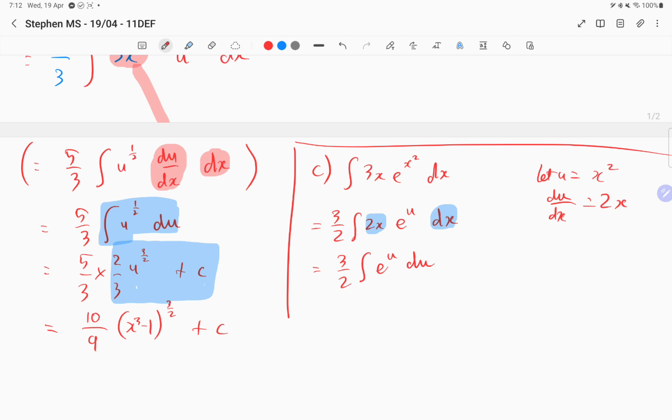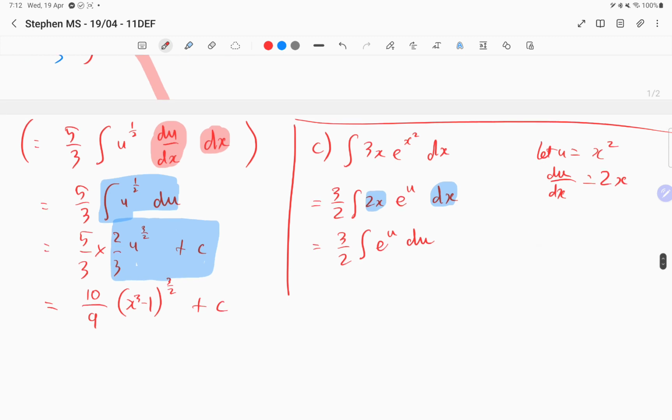Depending on what Sir prefers for the working, you can just follow Sir's working. This is just my way of explaining it, so it makes a bit more sense. Whatever Sir says, just follow Sir's instructions.